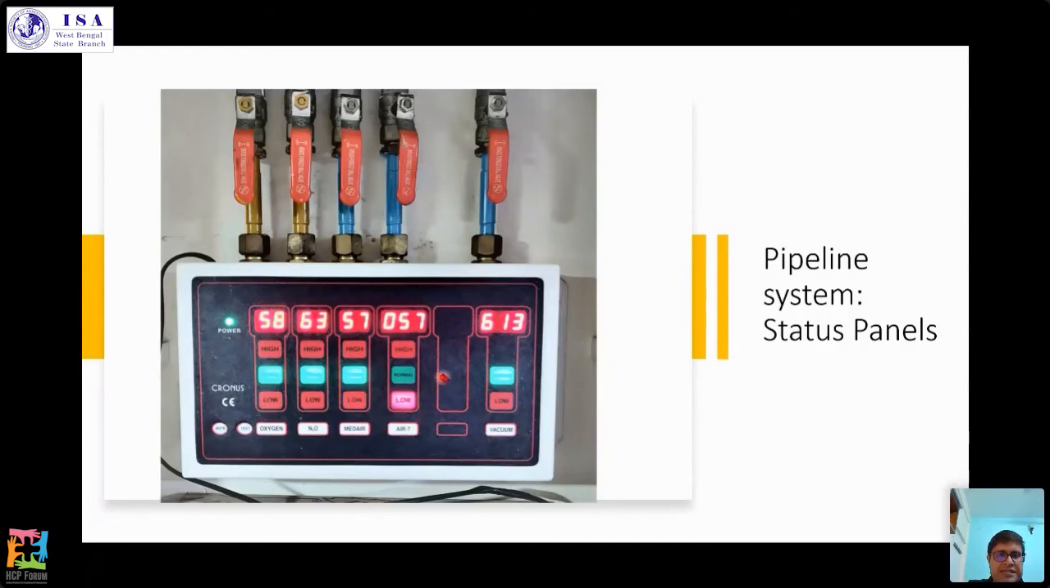So what we have here is that there are three lights: high, normal, and low. You can see that the oxygen, nitrous, and medical air have pressures of 58, 63, 57. So the green light is on. The air 7, that means which should be at 7 bars. 7 bars means 7 into 15 will be much higher than this 57, which is approximately 4 bar. So the pressure here is low as the amber light is on. And this vacuum is minus, the minus is not there, so it is minus 613. So this is also perfect. So this is also normal.